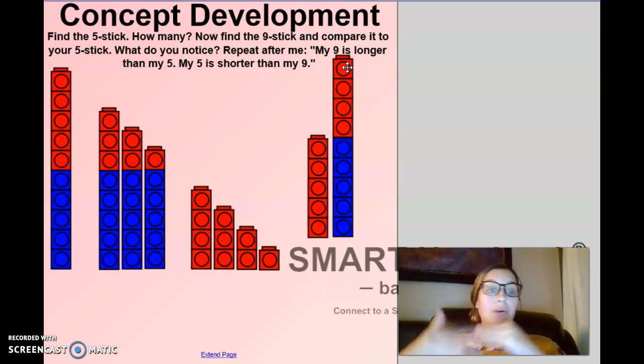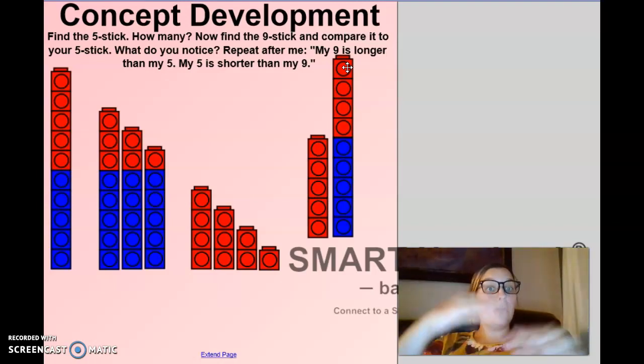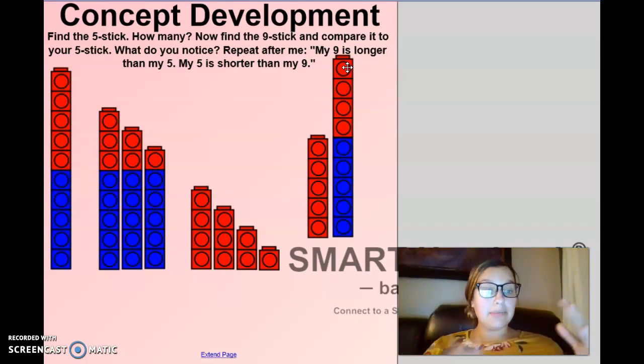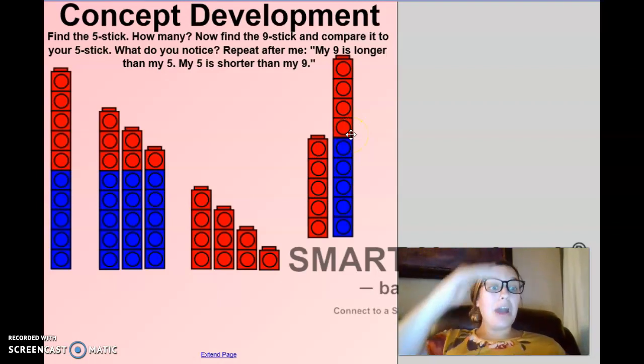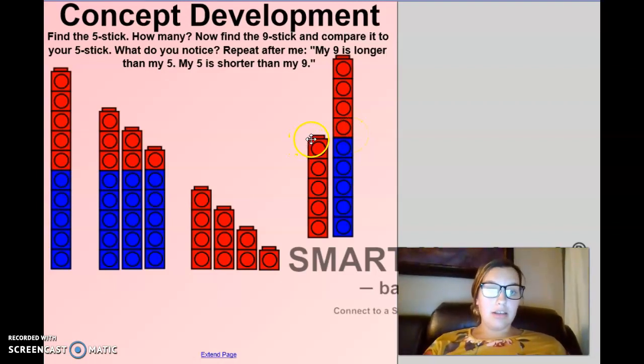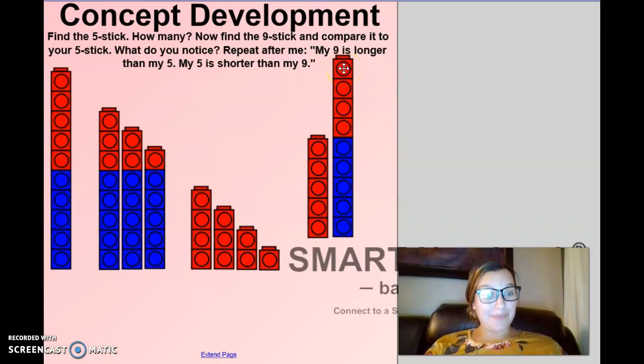Now, you guys are already going ahead of our objective. So if you're confused by how we're figuring out how much longer it is, that's okay. We still have time to learn that, but I'm just trying to get a head start because you guys are so smart. So what I do is I go to the point where they're equal, and then I count up on the one that's longer. So they're equal here, and I count it up. 1, 2, 3, 4. Okay, we're going to keep working on that, but it's just a little bit of a challenge, okay?